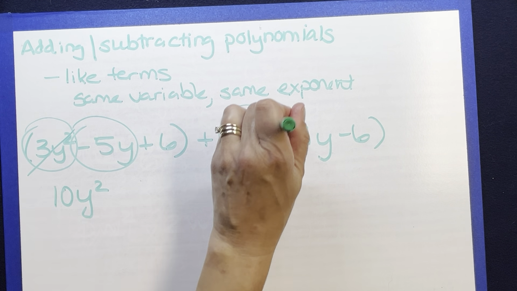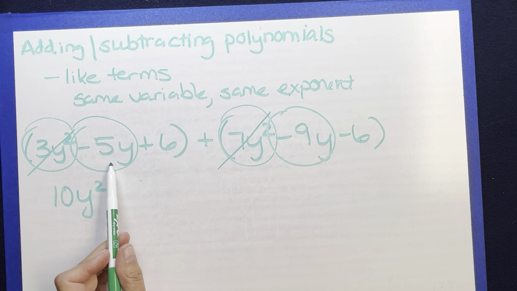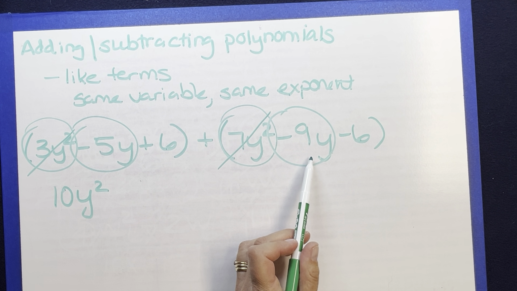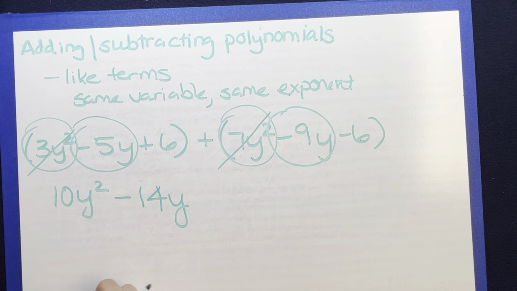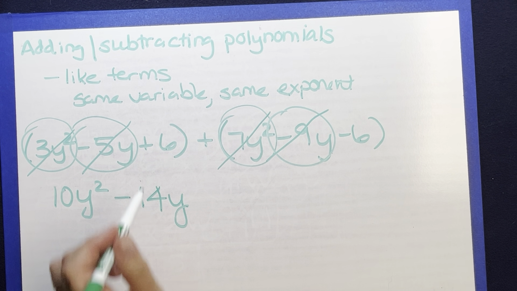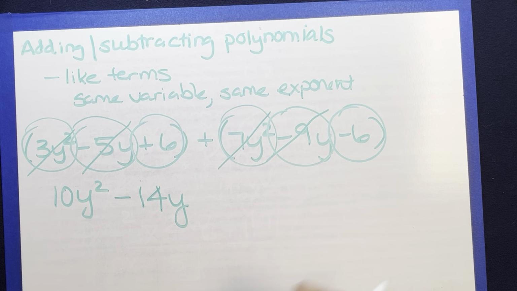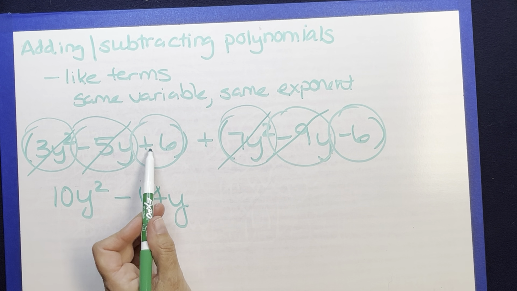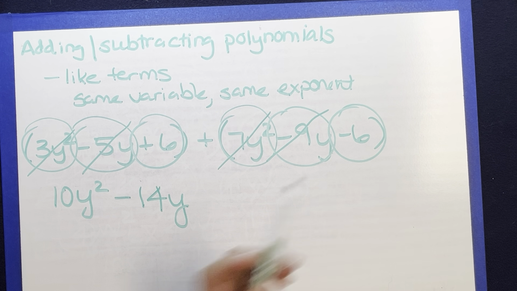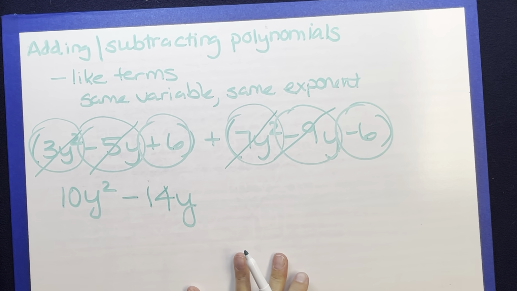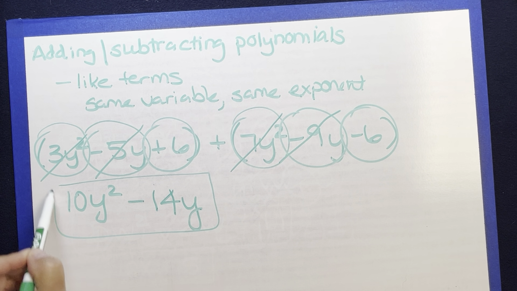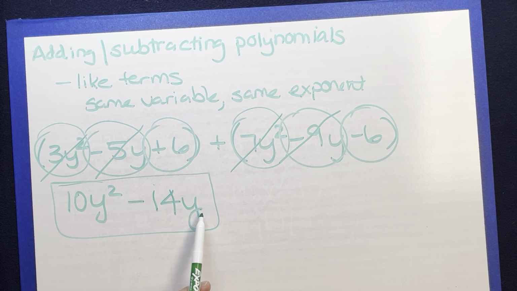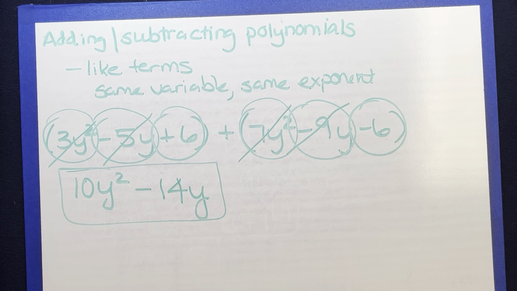I'll take my y's next, a minus 5y and a minus 9y. They're both negative, so when I add them together, I get a larger negative, 14y. Keep the variable the same, cross those off. My last ones are a 6 and a negative 6. So when I add 6 plus negative 6 or 6 minus 6, I get 0. There is no constant term here. It totally cancels out. And so my solution ends up being the 10y squared minus the 14y, and I just have these two terms left for my solution.